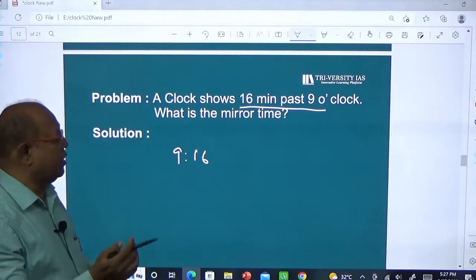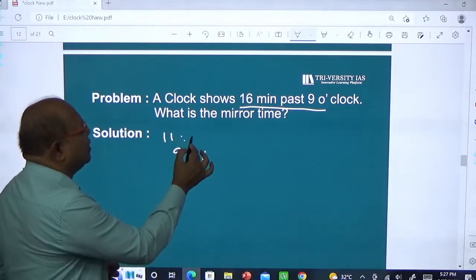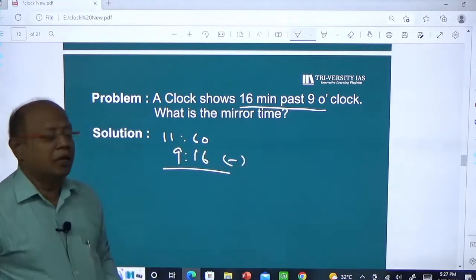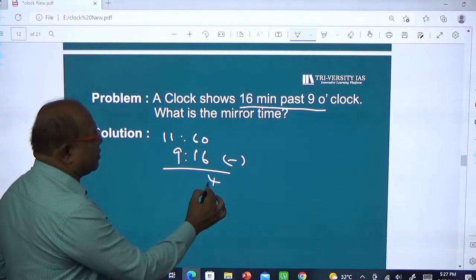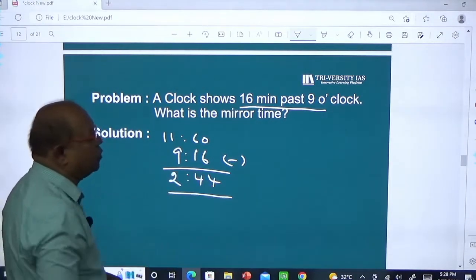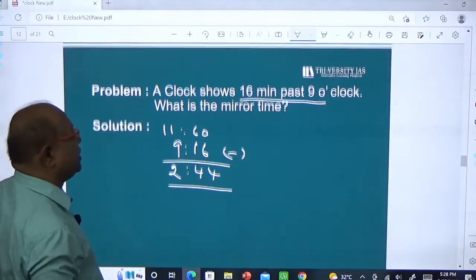As I have told, from 12 hours we have to subtract. 12 hours means 11 hours 60 minutes. If we subtract, here it is 44 minutes, and 11 minus 9 is 2. The mirror will show 2:44. This is the mirror time.